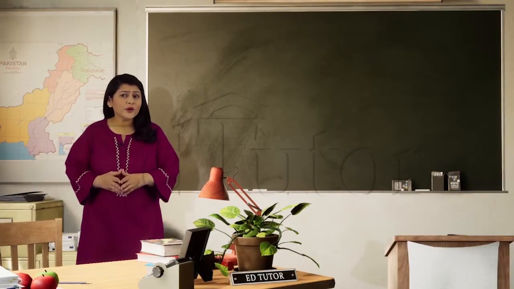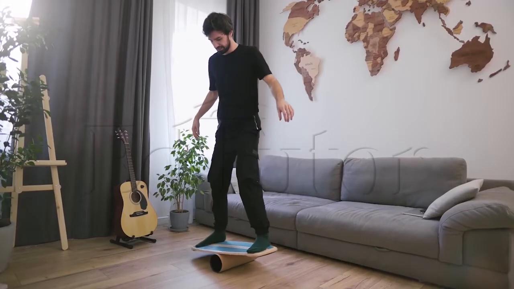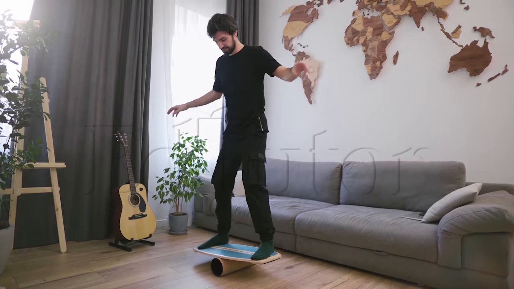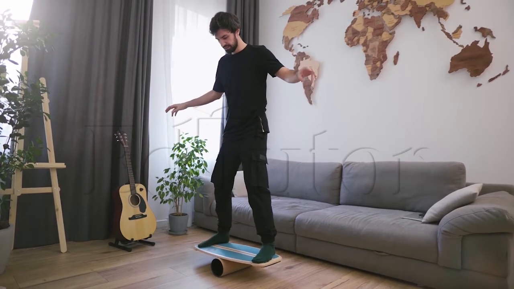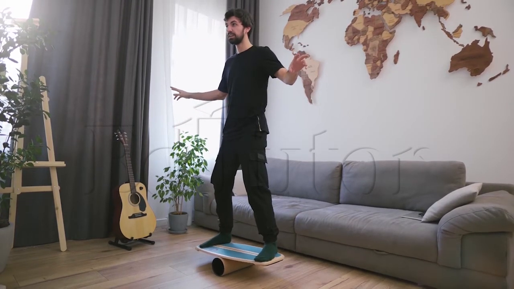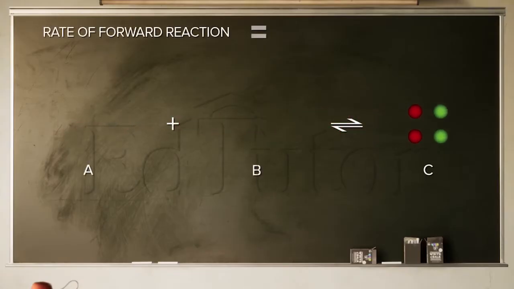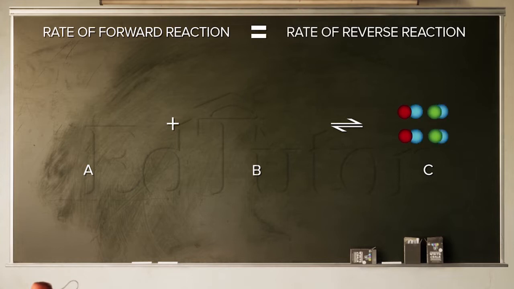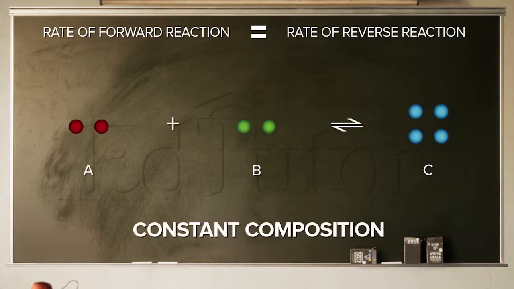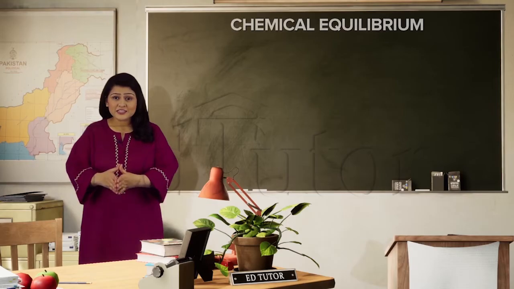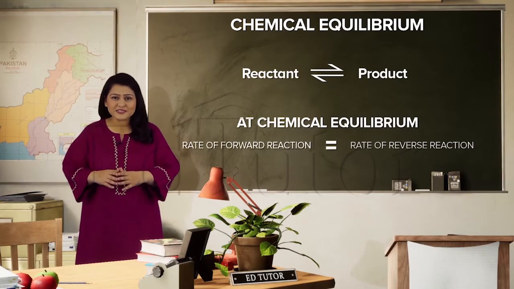When we think of the word equilibrium, we tend to think of the word balance. Equilibrium, like the concept of balance, can be achieved in different ways. When the rate of the forward reaction is equivalent to the rate of the reverse reaction, the composition of the reaction mixture remains constant. This is called chemical equilibrium state.